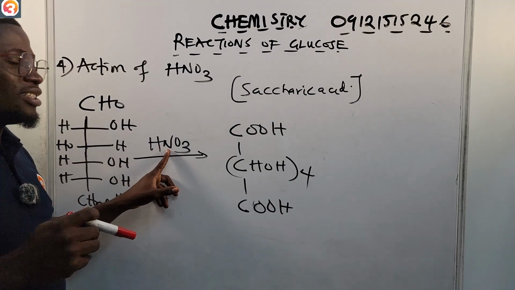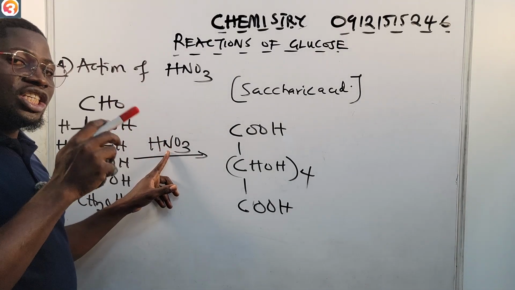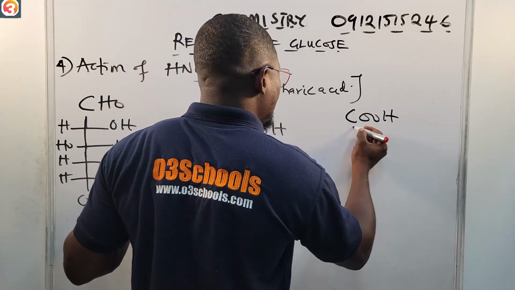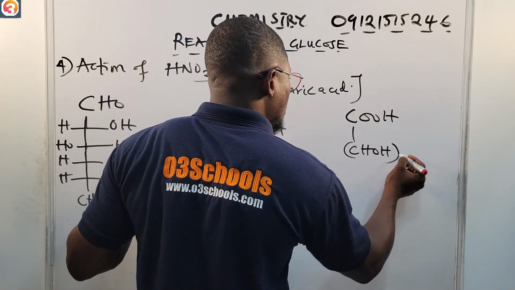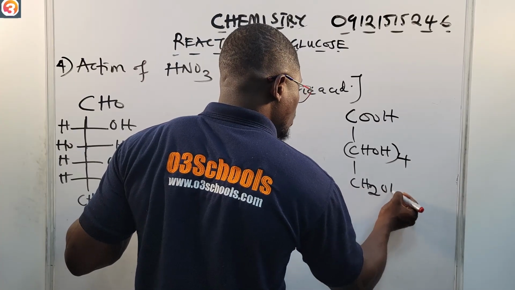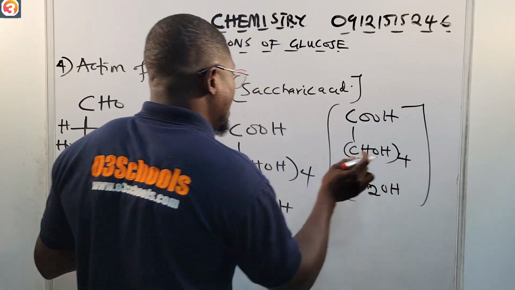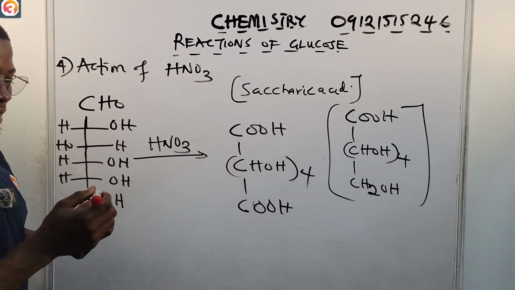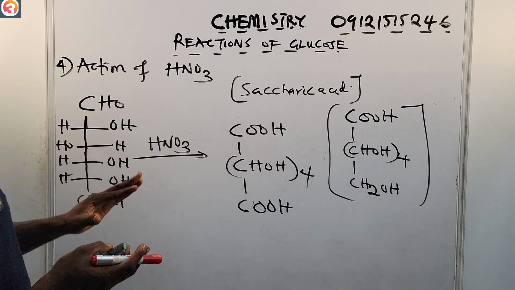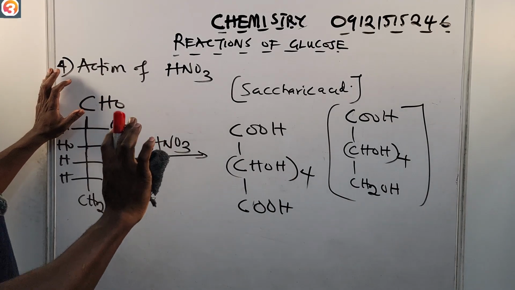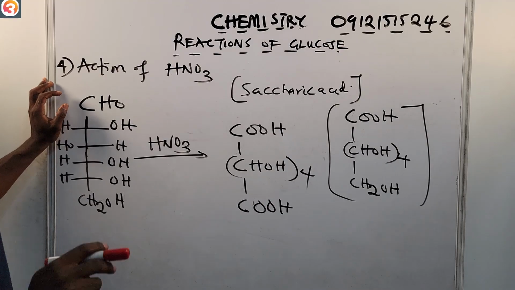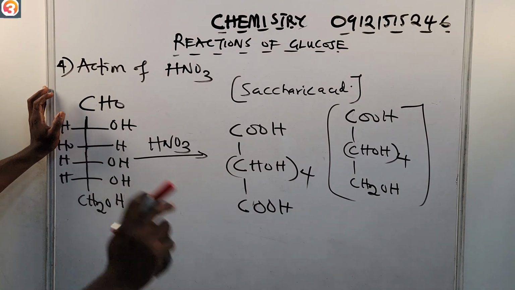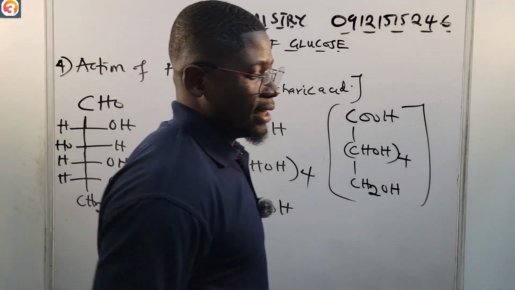Okay, if HNO3 acts on gluconic acid, that is COOH, this is our gluconic acid, CHOH into 4 places, then CH2OH. So if HNO3 acts on this gluconic acid, what it gives to us also is saccharic acid. But it confirms to us that there's a primary alcohol present in the glucose. So please take note of all of these. They are important. If they are not important, I will have told you so. All right, so this is where we're going to stop.